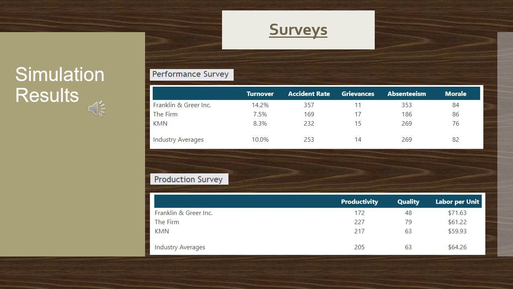Here you can also see that our production and quality were in the middle in comparison to our competitors. This was a good start for us, and we hope to be able to continue to increase both our productivity and quality scores.